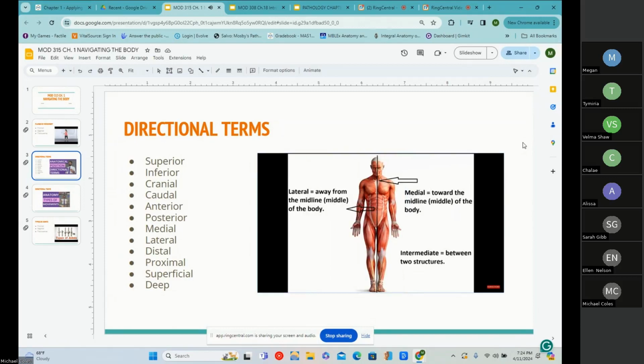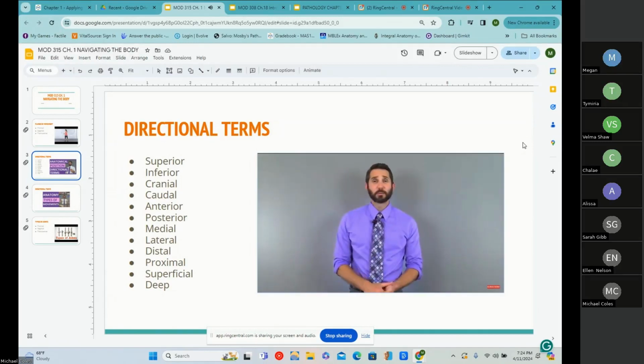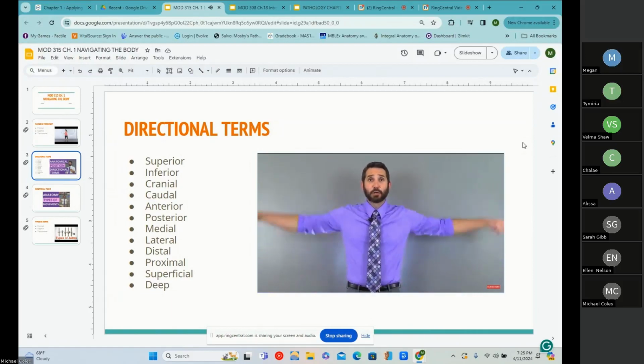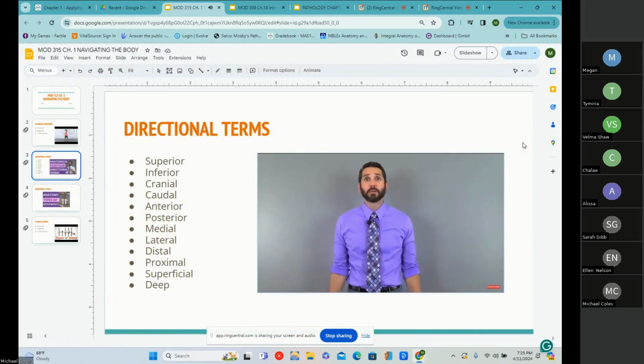Finally, we have terms that refer to a structure's location relative to the midline of the body. Medial means toward the midline of the body, and that's easy to remember because medial sounds a lot like middle, and that's exactly what it's talking about. A structure is toward the middle of the body, and lateral means away from the body's midline. And lateral is easy to remember because a popular exercise to work out your shoulder muscles is something called lateral raises, where you take the weights and you literally lift them away from the middle of the body.